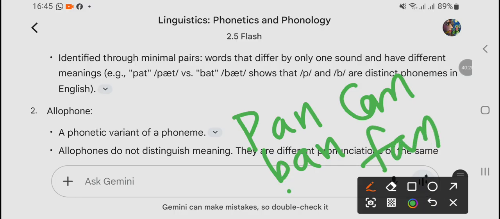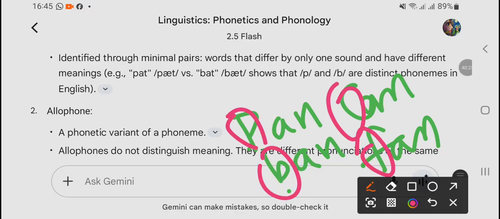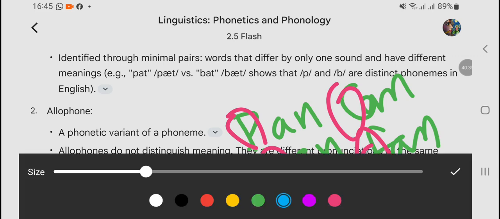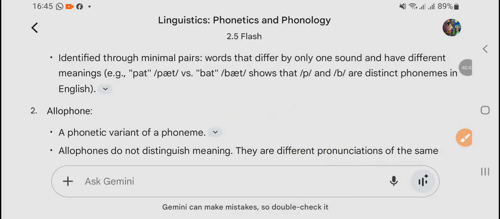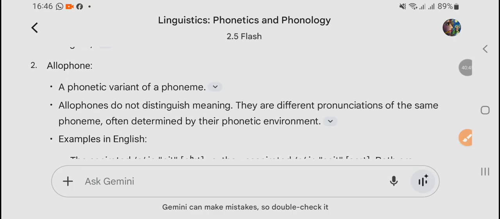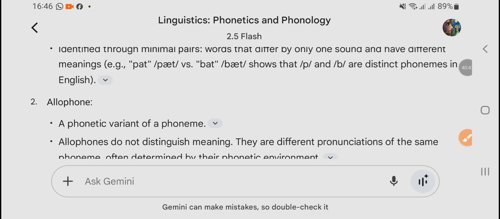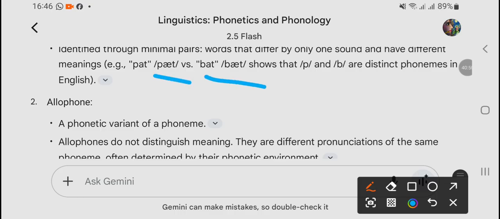One sound changes, just one sound changes, and that shows the distinct phonemes. These are the different letters and these are the common letters, right? But because of one phoneme, the sound changes, and our mind understands. So that is pet, pat. They have given another example, pet, bat, P and B, distinct phonemes, right?